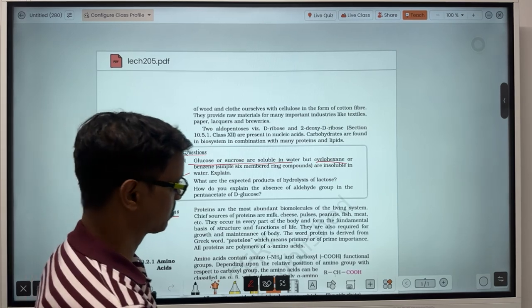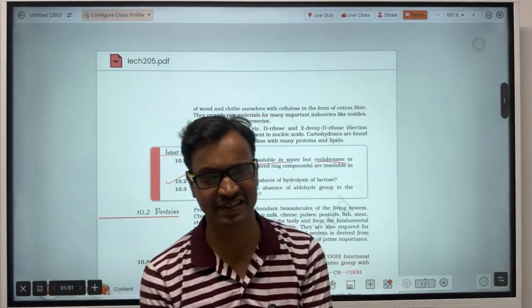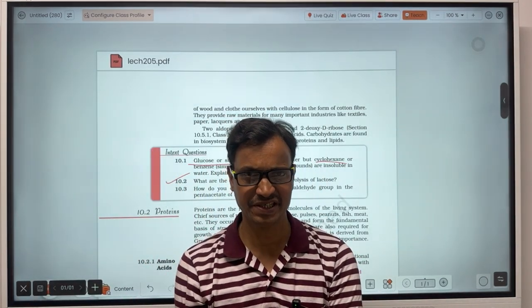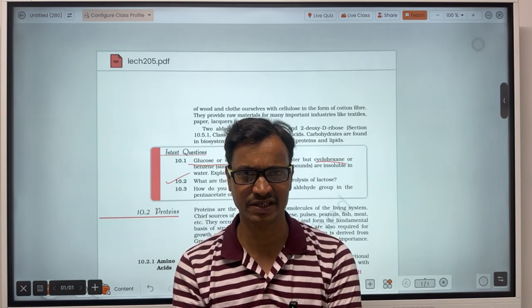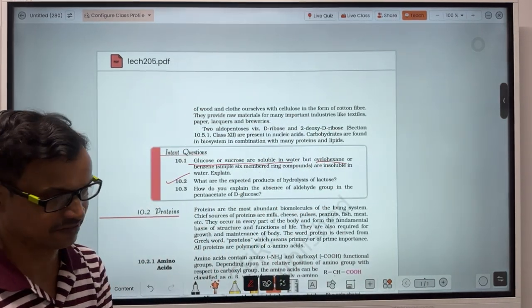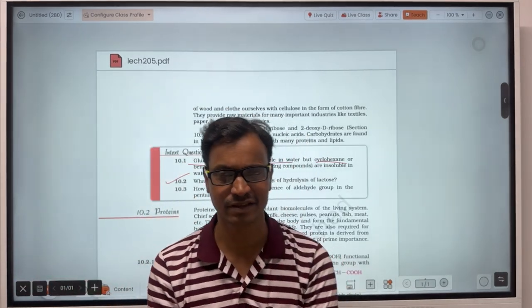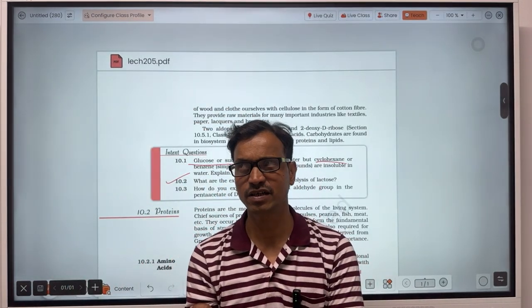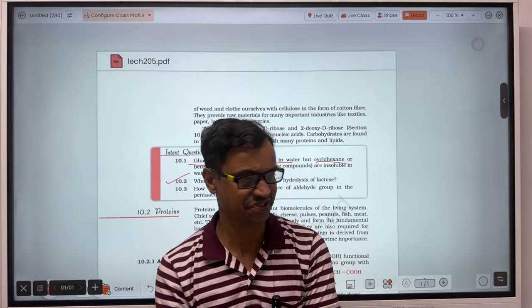Expected product of hydrolysis of lactose. What you have seen is that lactose is made up of beta D galactose and beta D glucose. So when you hydrolyze the lactose, then you will get beta D galactose and beta D glucose.